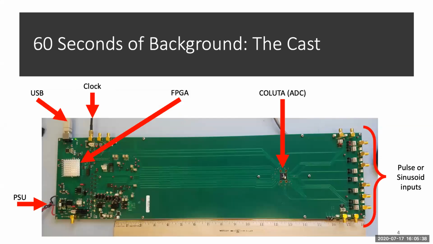Okay. So let's go through all the players in the show. We're currently on the third iteration of the chip, which is nicknamed Coluda. So what you see here is a test board. Starting on the right, we input a signal that goes to the ADC on the right-hand side of the board. On the left-hand side, we have an FPGA, which controls everything, a clock, power supply, and a way to communicate with the computer, which is through USB.